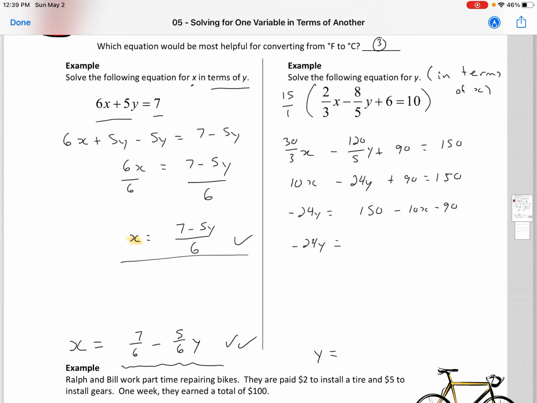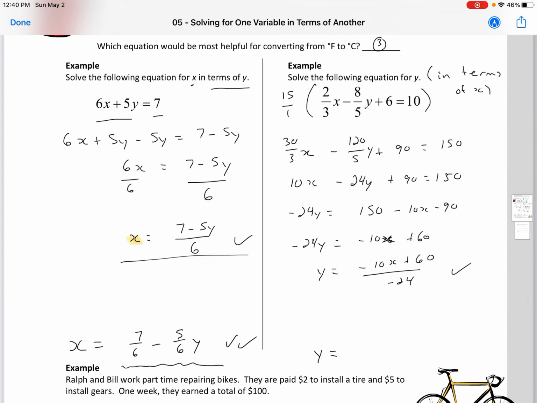Collect some like terms over there. Minus 10x doesn't have any like terms, so it's just minus 10x. And then 150 minus 90 is 60. And then I'm going to divide both sides by negative 24. I get negative 10x plus 60 over negative 24. And that's a right answer for this chapter. That is totally fine. We did what they asked, which was solve for y in terms of x.